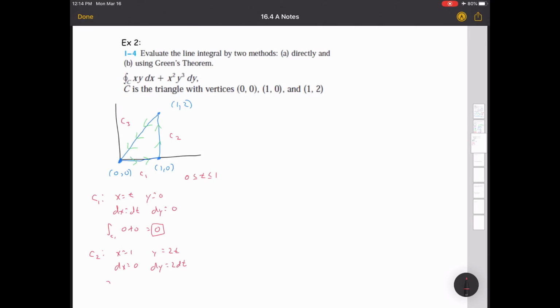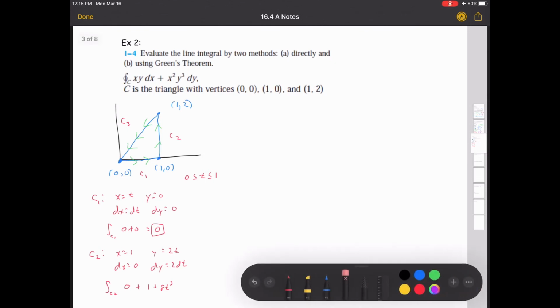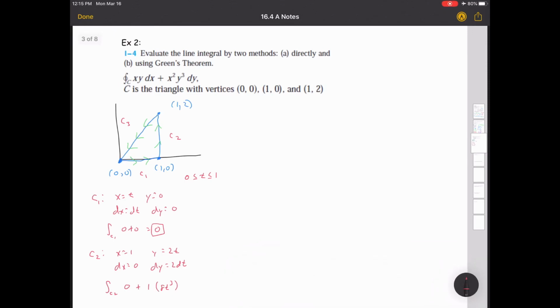So in the line integral for C2, the first part is 0, because it's multiplied by dx, which is 0. The second part is actually going to have something. So we've got x squared, which is 1, times y cubed, which is going to be 8t cubed, and then, oops, that should not be a plus in between there. I apologize. Let's make that a multiplication. Times dy, and then dy is 2 dt.